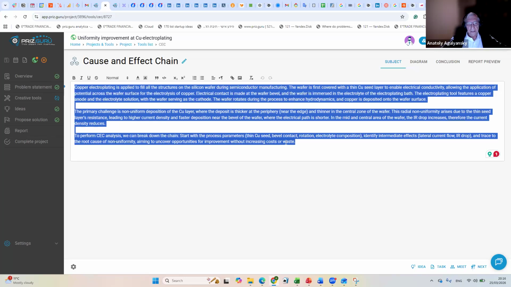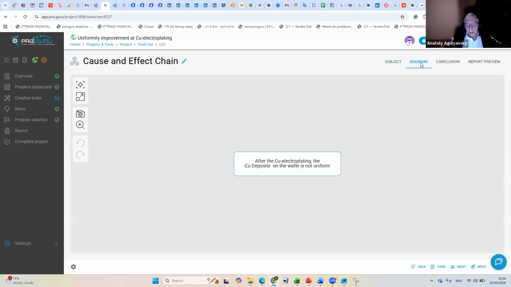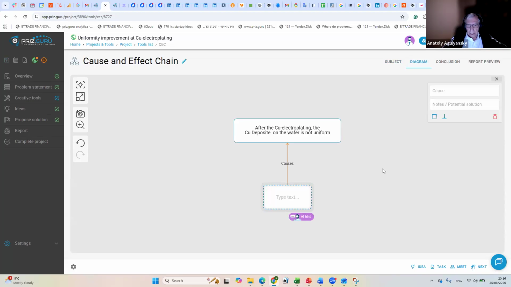And what is our pain? That thickness is not uniform, and the material is thicker on the edges and thinner in the middle part and in the center. And we can try to build a diagram. Okay, I already started. After copper electroplating, the copper deposit on the wafer is not uniform. Why? We can ask for help.